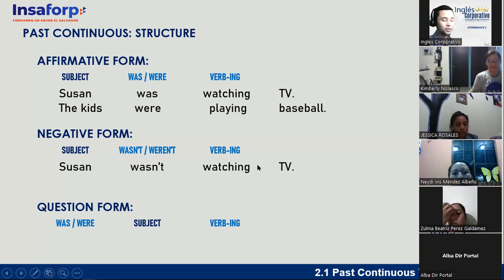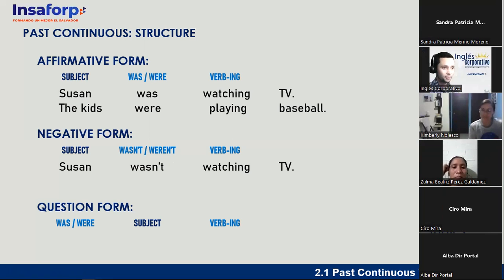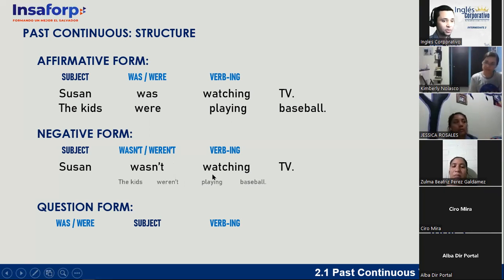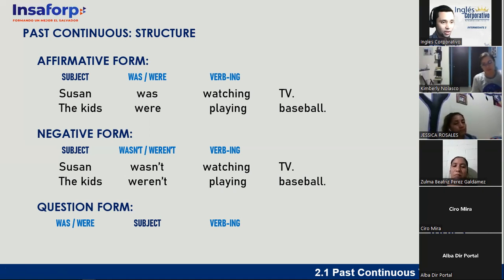What about the second sentence? The kids were playing baseball. What is the negative form? The kids weren't playing baseball. The kids weren't playing baseball. Okay, that is good. Who said that? It was Ciro. Okay, thank you, Ciro.